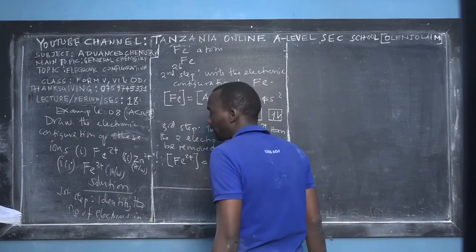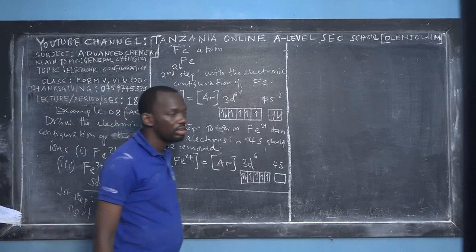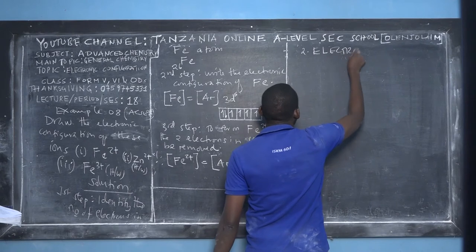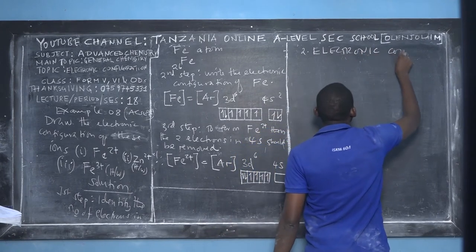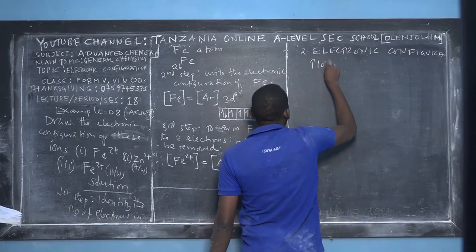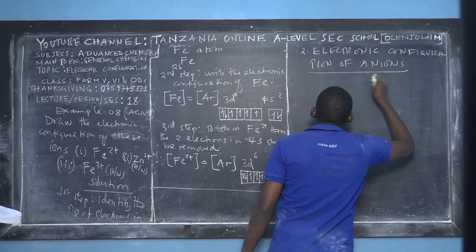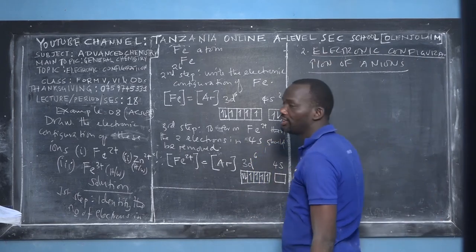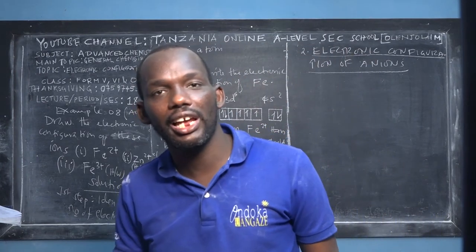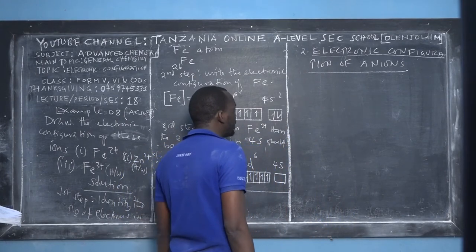So this was the first part. Then I would like to teach you the electron configurations of anions. So anions are the elements which gain electrons, while cations lose electrons. Okay, so you know about that, but I just want to teach you how we write this electron configuration.